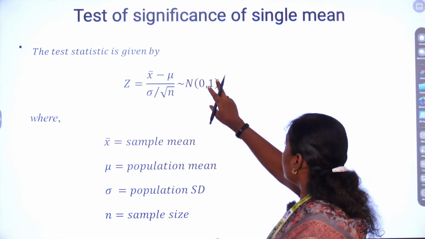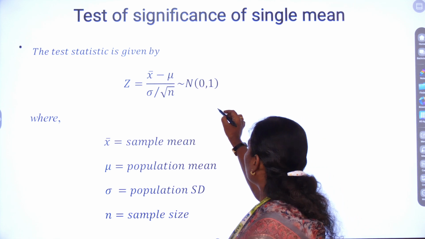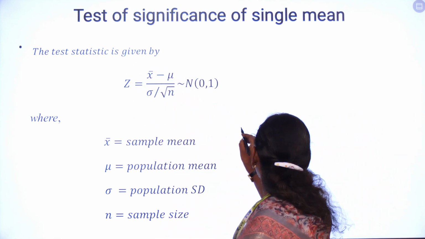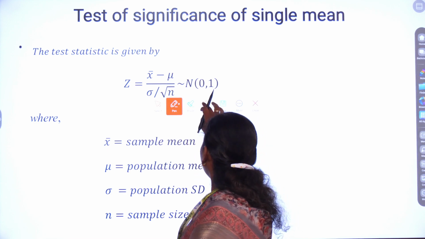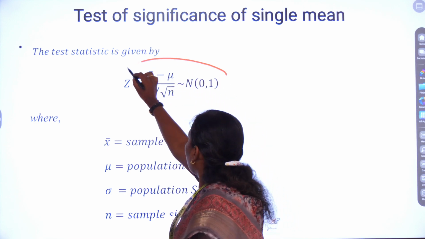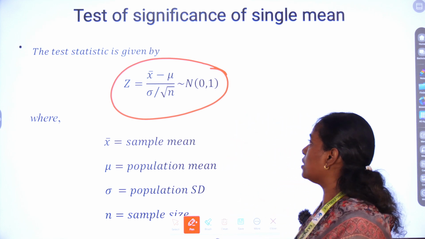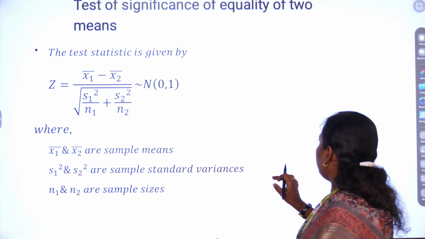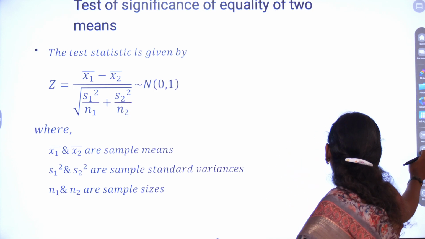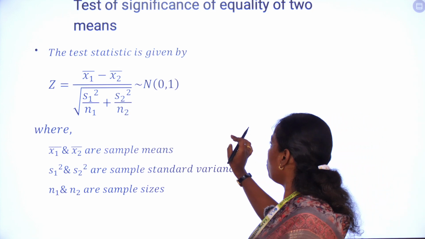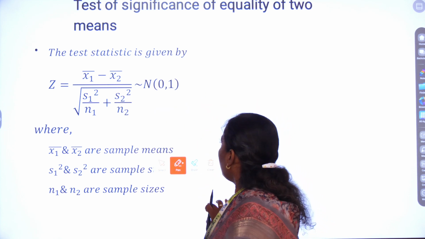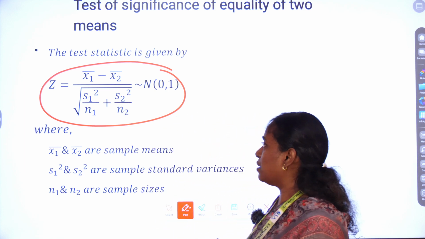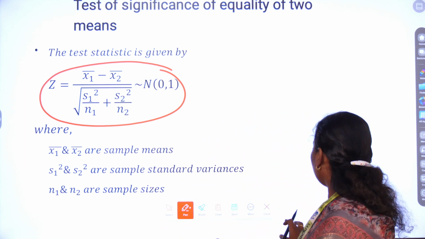See, this is a test of significance of single mean. These are the test statistics which you have to memorize. This one you have to memorize: Z is equal to x bar minus mu divided by sigma by root n. And the next test statistic is Z is equal to x1 bar minus x2 bar divided by square root of s1 square by n1 plus s2 square by n2.